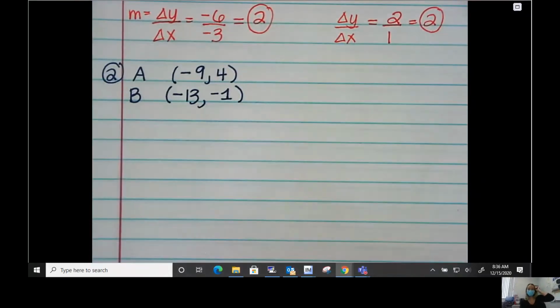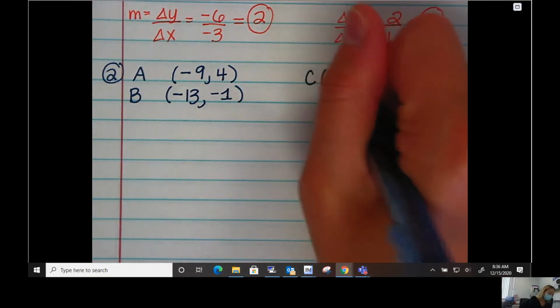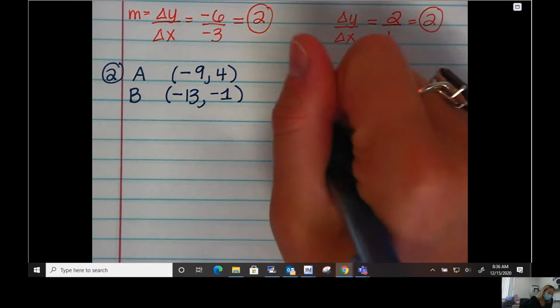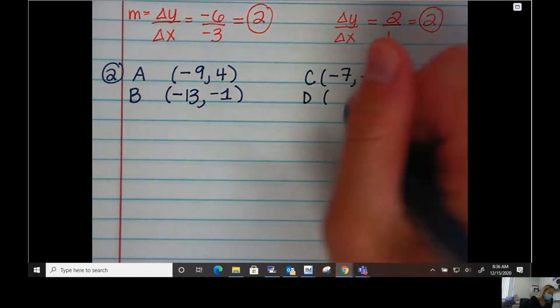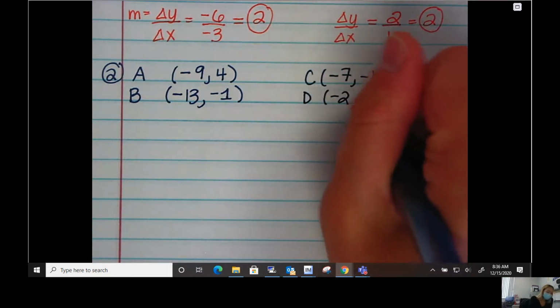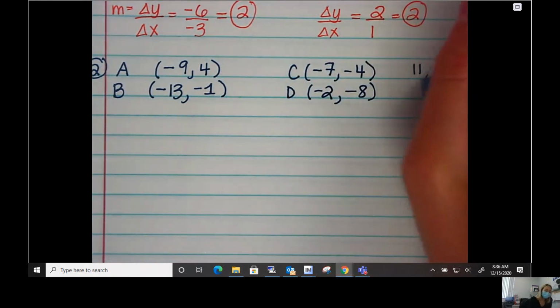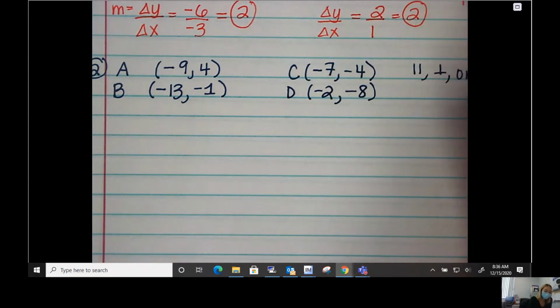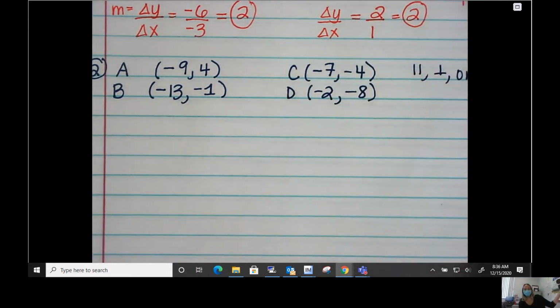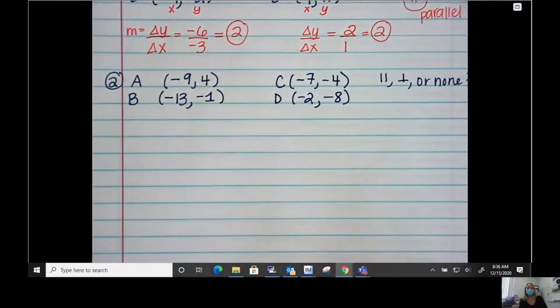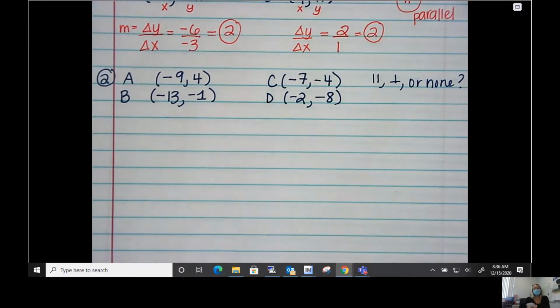So there's my first line, AB. Point C is -7, -4. And point D is -2, -8. So I want to know if those are parallel, perpendicular, or neither. So I'm going to give you a moment. I'm going to freeze my screen. You're going to give it a try. Let's see if we get the same answer. Just like the last question, I want to know my slope.